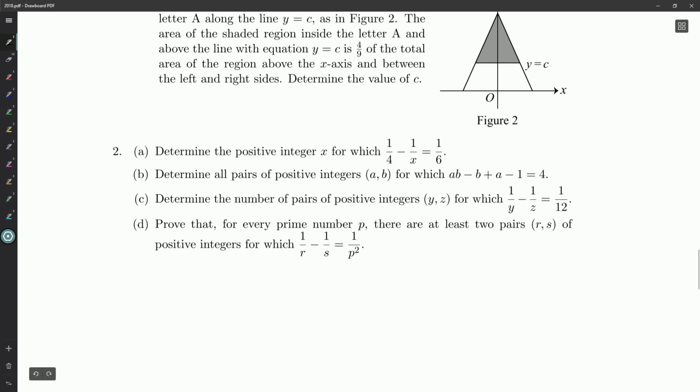In this video, we're looking at question B2 on our Canadian senior paper from 2018. There's nothing to read here. They just jump right into it with 4 questions. Question A, determine the positive integer x, the definite article telling me that there's only going to be one answer, for which 1/4 minus 1 over x is equal to 1/6.